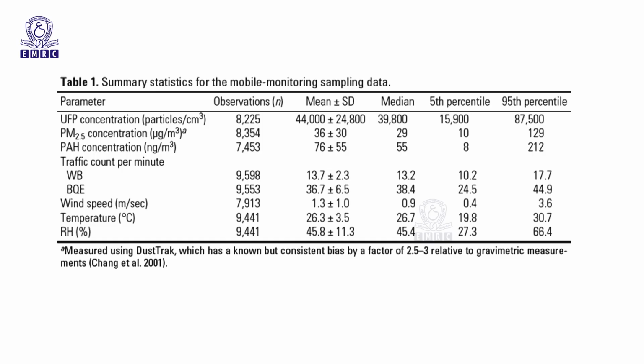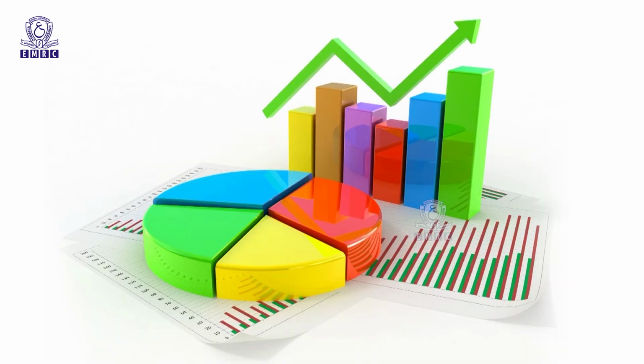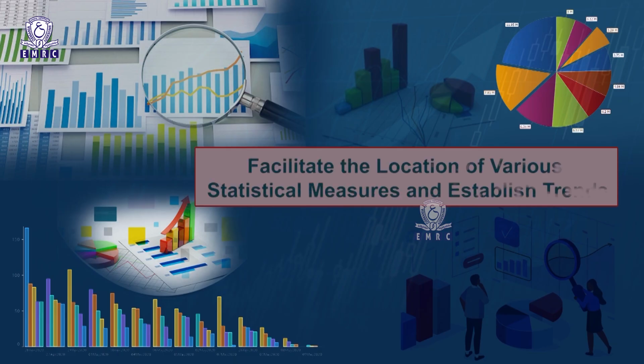The characteristics of the statistical data through tables can be grasped only after a great strain on the mind. The diagrams and graphs reduce the strain and save a lot of time in understanding the basic characteristics of the data. They facilitate the location of various statistical measures and establish the trends.